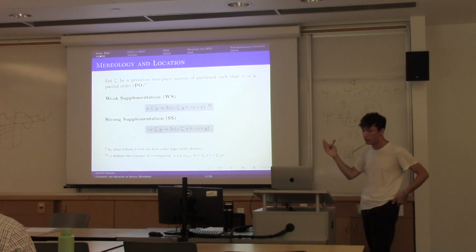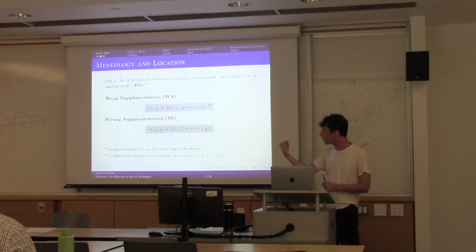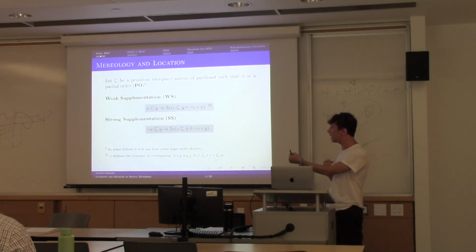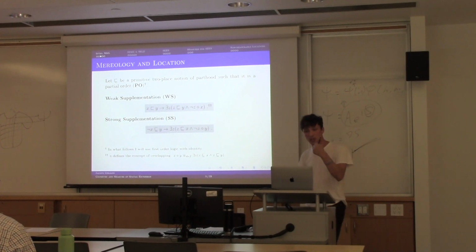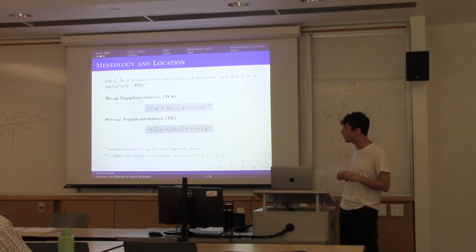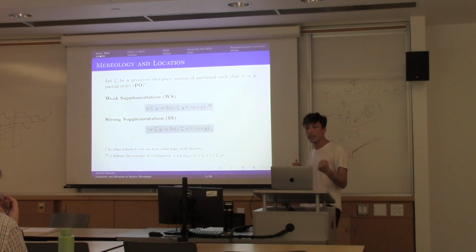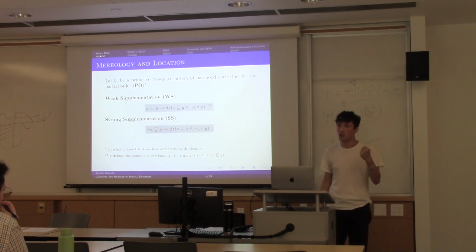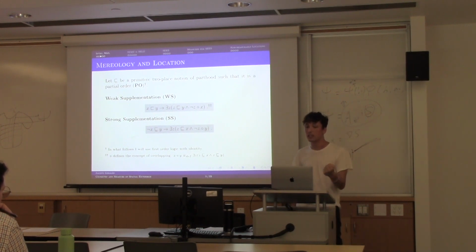In particular, weak supplementation says that if X is a proper part of Y, this entails that there exists a Z such that Z is a part of Y and it's not completely disjoint from X. On the other hand, strong supplementation, that implies also weak supplementation, says that if X is not a part of Y, then there exists a Z such that Z is a part of X and it's not completely disjoint from Y.